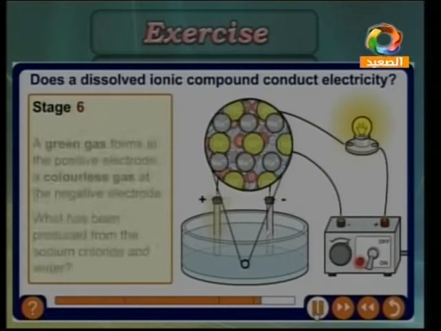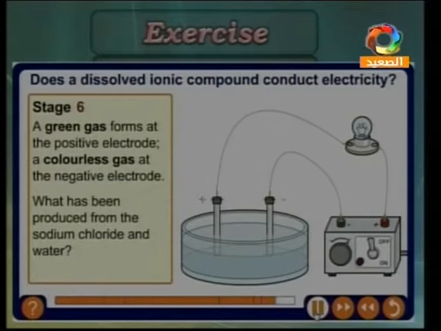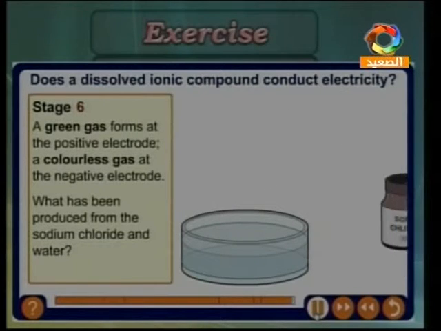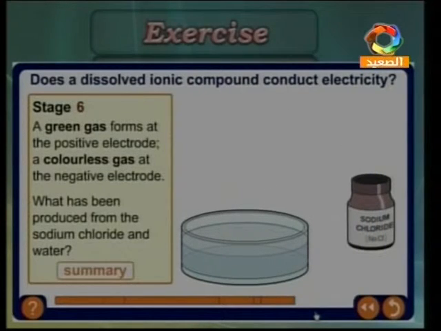And here we have the green gas, which is formed. It is chlorine gas. And the other product is sodium, which appears at the negative pole.